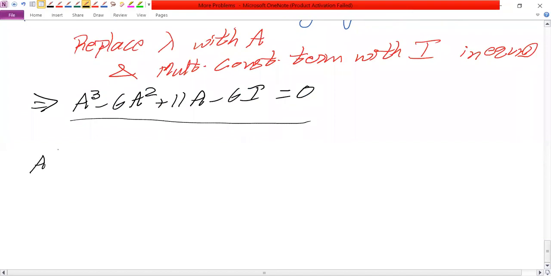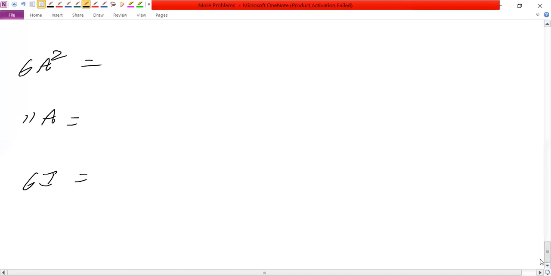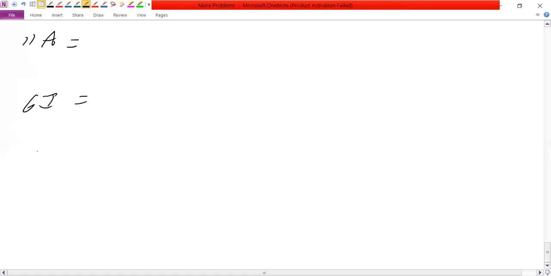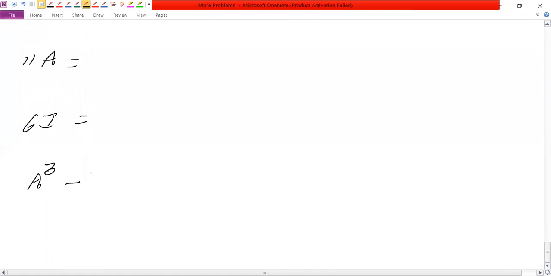For verification, we need to find A cube, we need to find 6A square, we need to find 11A, and we need to find 6I. What is 6I? It is your choice whether you do it separately or first. After finding these 4 matrices, take our equation A cube minus 6A square plus 11A minus 6I. We have to take this after finding all these four things.